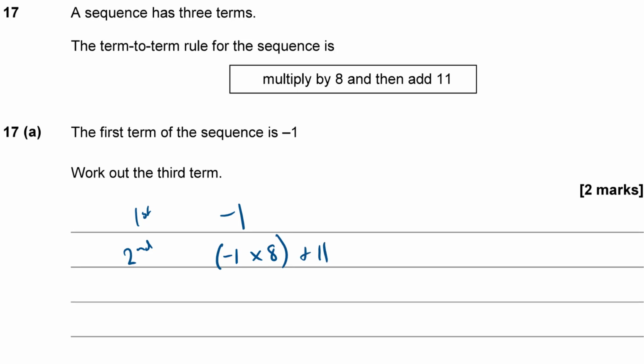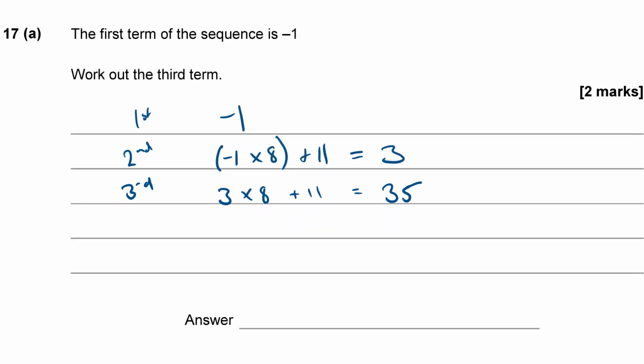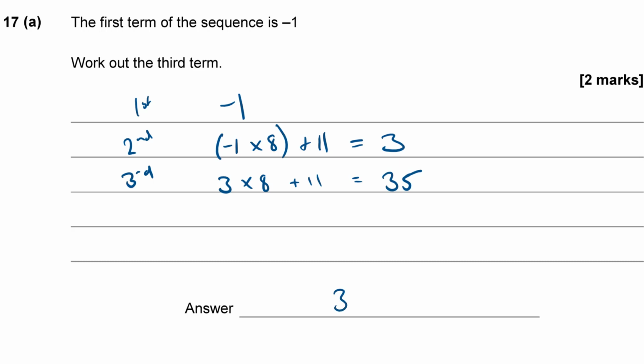So -1 times 8 is -8, and -8 plus 11 is going to take me to +3. So my second term is 3. My third term I'm going to get by taking 3, multiplying it by 8, and then adding 11. 3 8s, 8, 16, 24, plus 11, 35. So my third term is going to be 35.